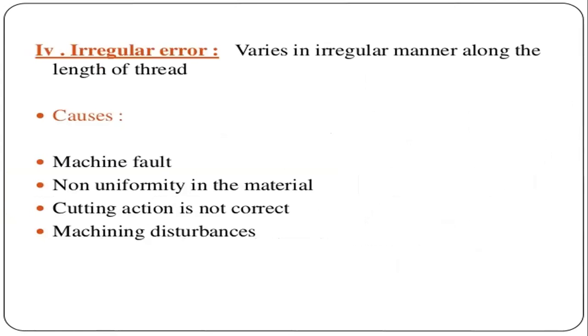Last one is the irregular error. This irregular error varies in an irregular manner along the length of the thread. It is moving here and there.